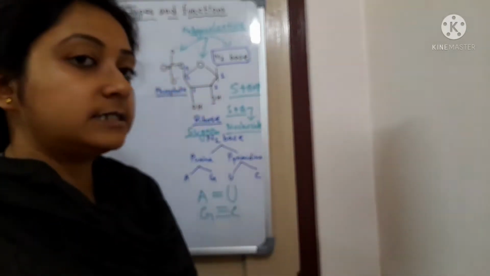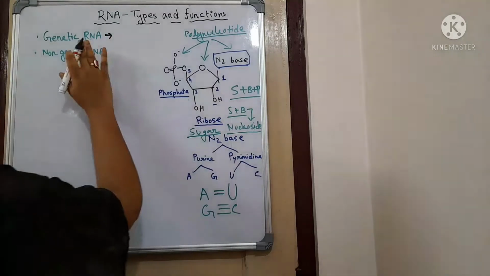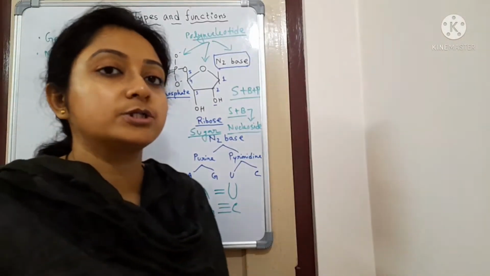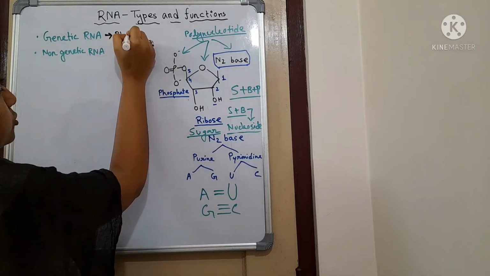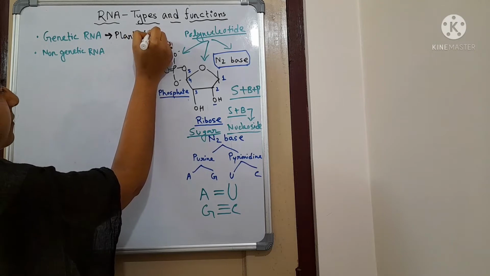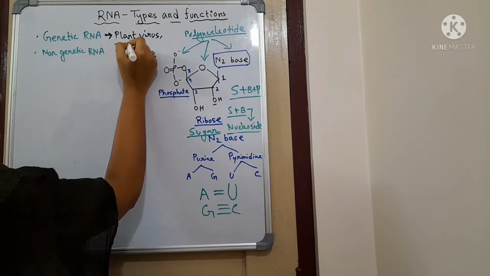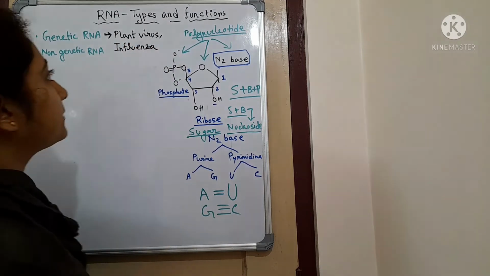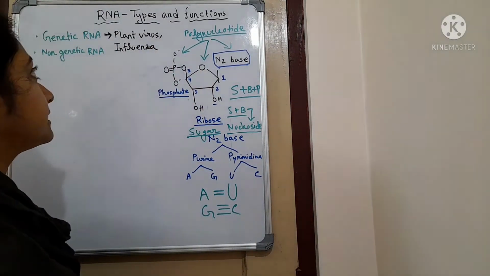So in that case, RNA acts like the genetic material, and in such cases, the RNA is considered genetic RNA. So where can we find genetic RNA? In most plant viruses and in a few animal viruses like influenza. Influenza is a type of animal virus where we can find genetic RNA.